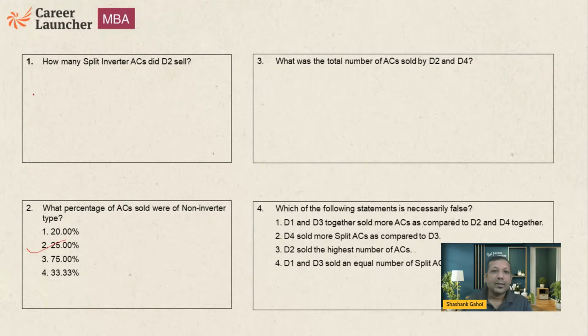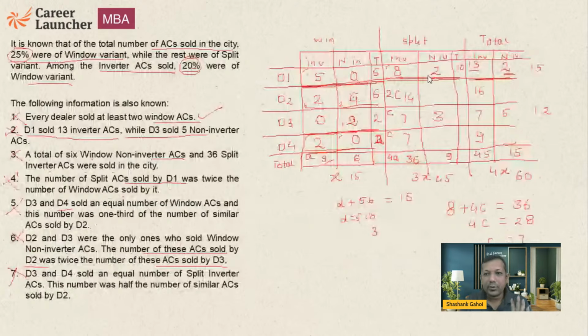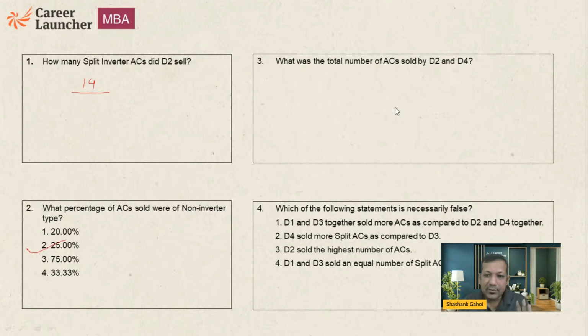Okay. What is the total number of ACs sold by D2 and D4? Okay. So I have no idea about D2 and D4. So D1 and D3 is 27, total is 60. So D2 and D4 should be equal to 33. I got the answer. Okay. This is 33. And D1 and D3 is going to be 27.